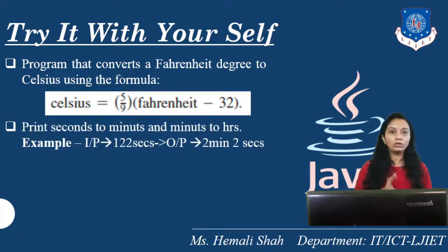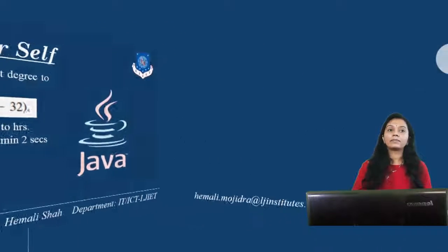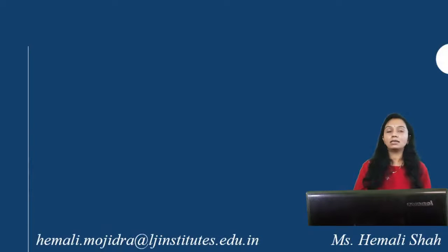And another program you have to try: convert seconds into minutes and minutes into hours, right? For example, if I give the input seconds equals 122, then it should print 2 minutes and 2 seconds, right? Such a thing you have to create by using the operators. Hope you are clear with the Java operators, and hope you will make such programs that demonstrate the use of Java operators.